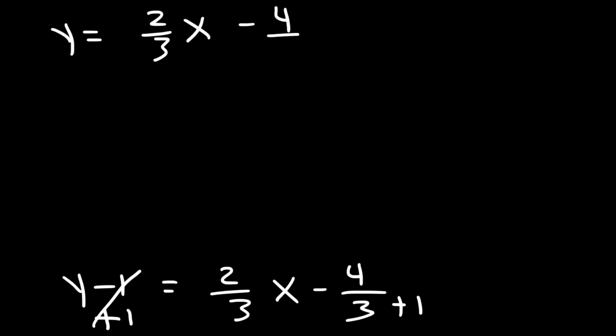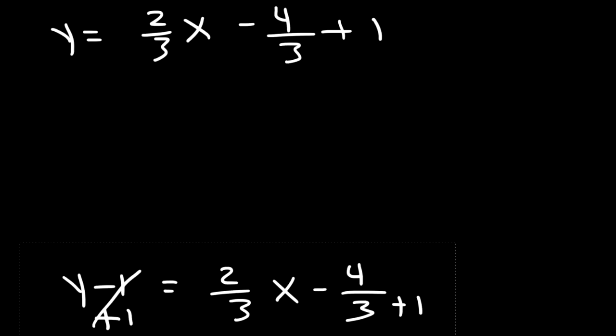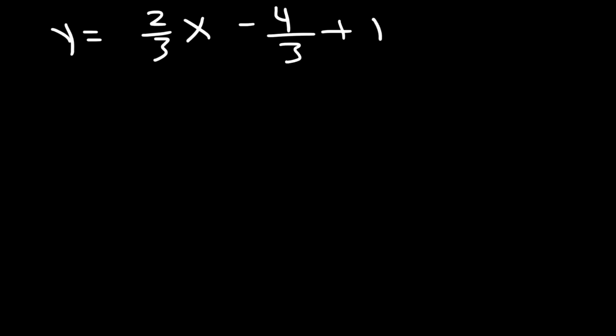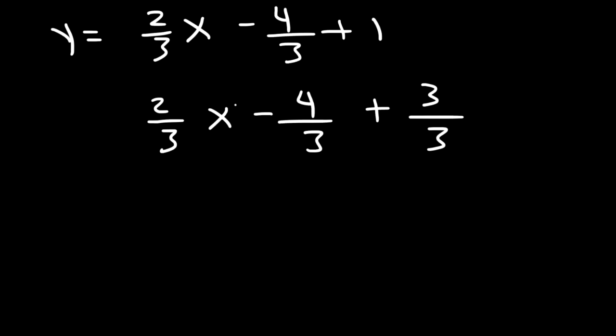So how do we add -4/3 and 1? To add a fraction to a whole number, you need to get common denominators. 1 is the same as 3 divided by 3. 3 divided by 3 is 1. So now that we have the same denominator, we can add the numerators of the two fractions. So -4 plus 3 is -1.